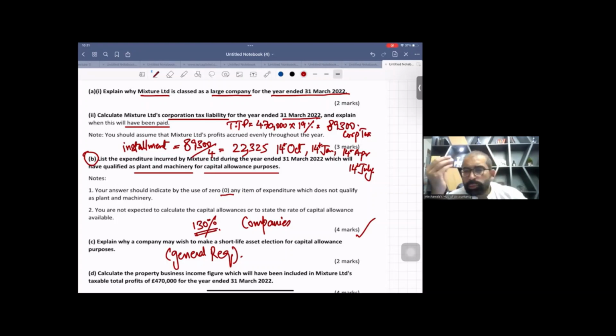Now, my dear students, these 2 or 3 points, you can write 2 or 3 points, 2 marks, 2 points, enough.